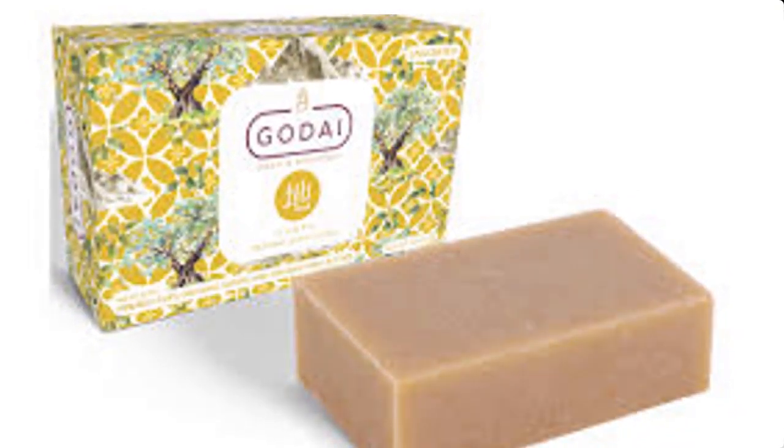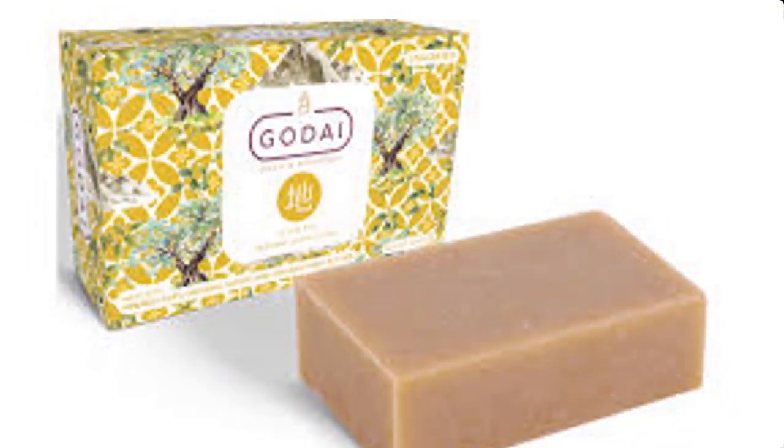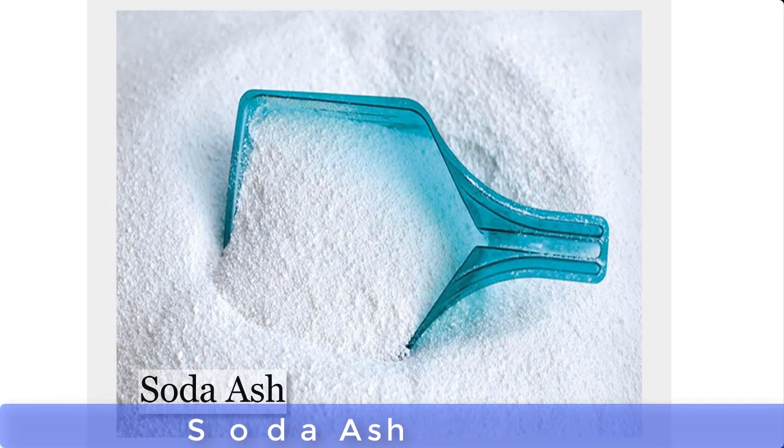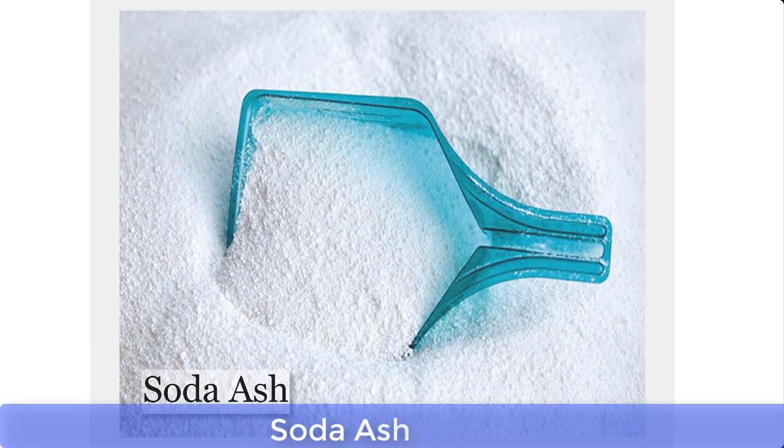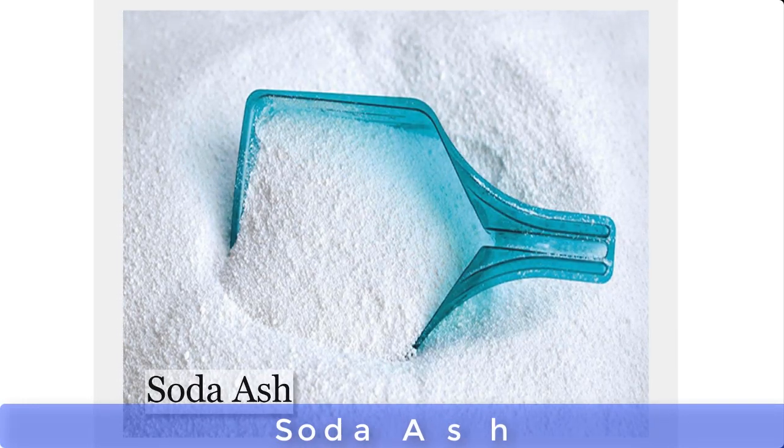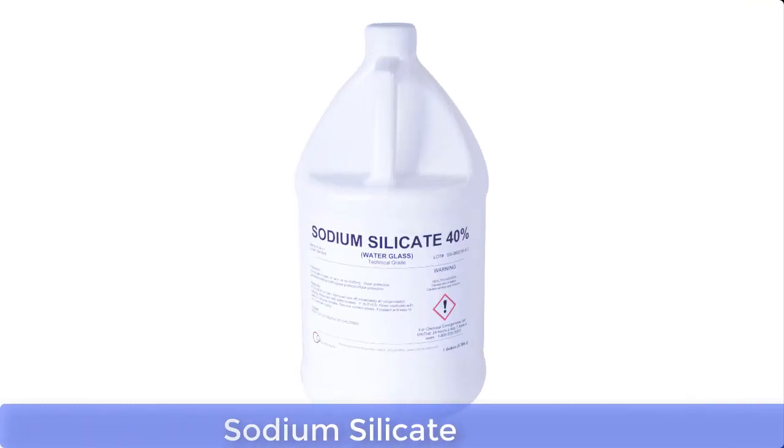Now let's briefly go through the basic functions of some of the additives. Soda ash is added to soap in order to increase the quantity of the soap. It acts as a filler. This is done in order to reduce the cost of production. Sodium silicate gives the soap a glassy appearance. Of course, it might interest you to know that glass is made with silicate. Sodium silicate also makes the soap very hard.